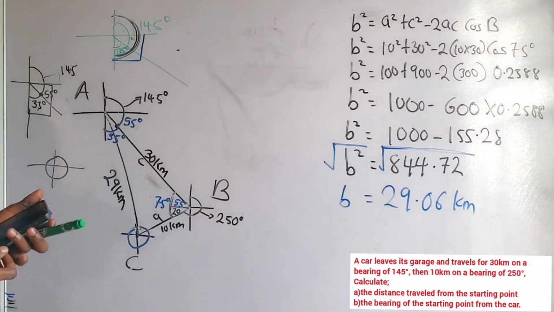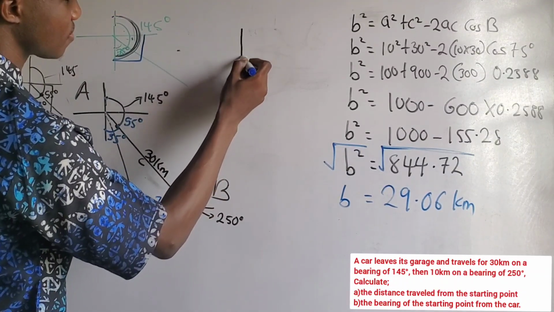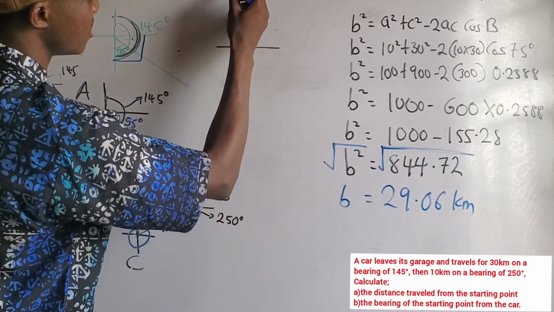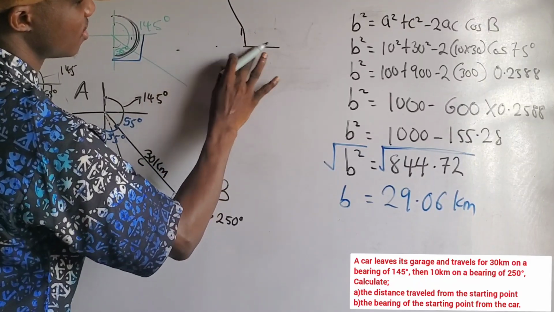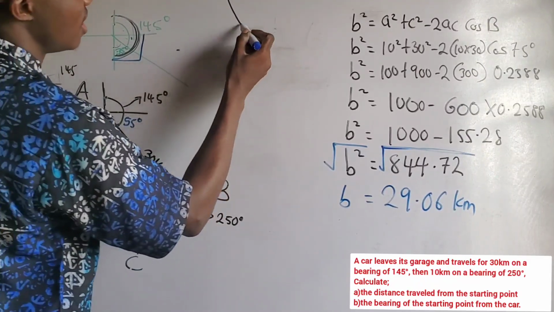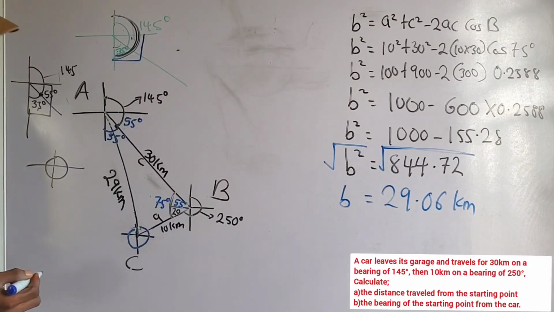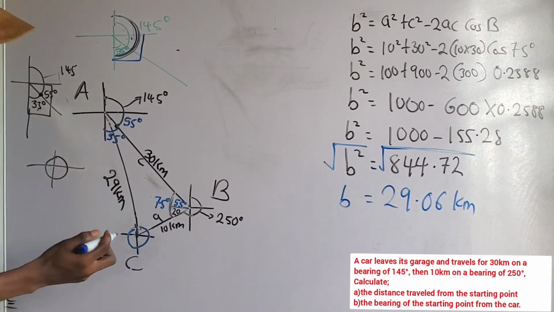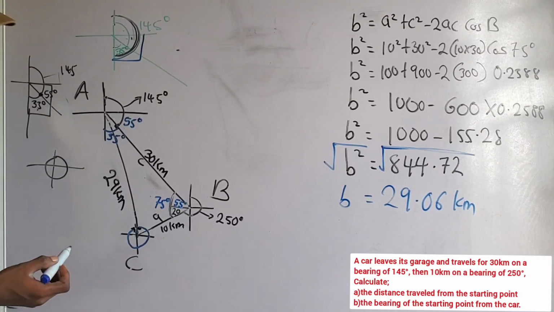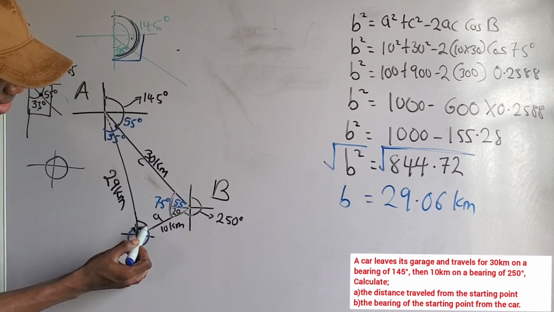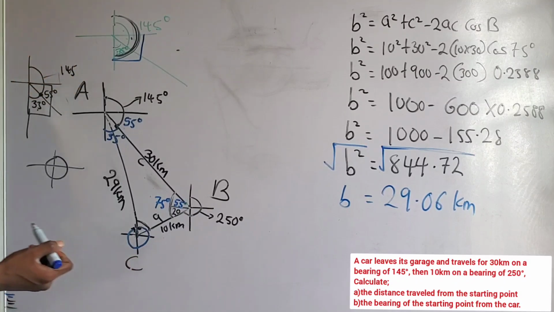Don't forget that if I'm to draw this diagram very well, I'm going to have something like this. Are you getting it? I'm going to have a line drawn like this. So the bearing of the starting point from the car will be the bearing from this point to this point. You understand? And to do that, I need to know the angle that is here. This angle that you see here, I need to know it.